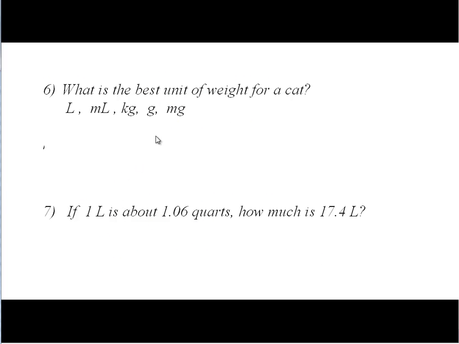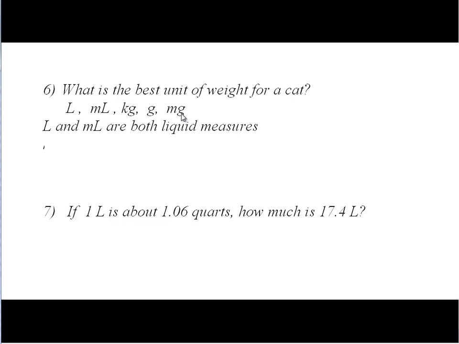Okay, the best unit for weighing a cat, an animal, things like that. L is liters. Liters are like quarts, or think about when you go to the store. You buy a 2-liter bottle. Well, you wouldn't measure a cat in liters, because that's always liquids. Milliliters, again, that's parts of a liter, hundredths of a liter. So any kind of liter conversion is a liquid. So liters and milliliters are both liquid measurements.